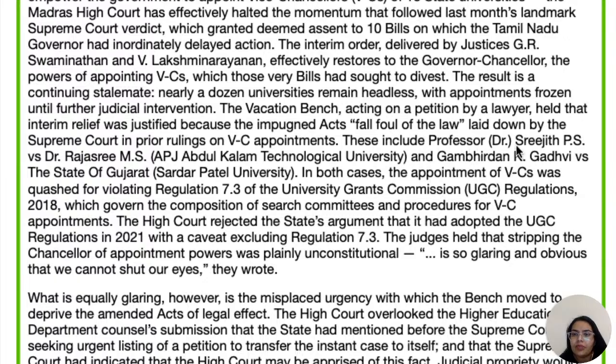These include Professor Dr. Srijit versus Dr. Rajshri and Gandhi K. Gadvi versus the State of Gujarat. So ये किसके बीच के हैं. Now such information is not important for us to read in completion because the question आएगा तब देखेंगे. In both cases, the appointment of VCs was quashed for violating regulation 7.3 of the UGC regulations. Okay, तो हम यहाँ पे क्या देख रहे हैं कि दोनों ही केसेस में ये अपॉइंटमेंट क्वाश कर दिया गया by stating that it violated the UGC regulations which govern the composition of search committees and procedures for VC appointments. So regulations है जो UGC है commission है that governs how the committee will be formed and the procedures for the appointments.